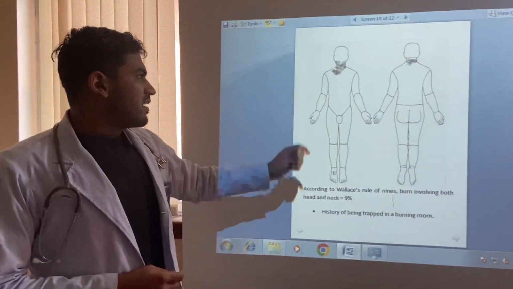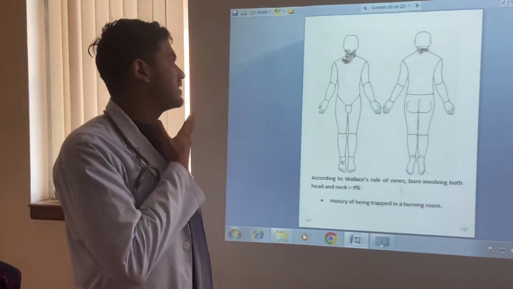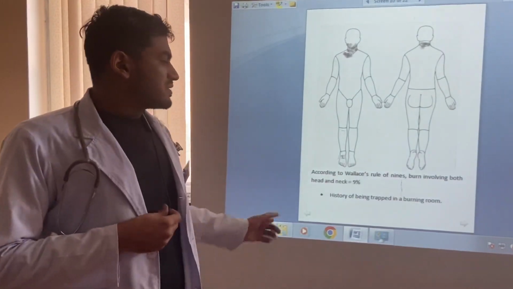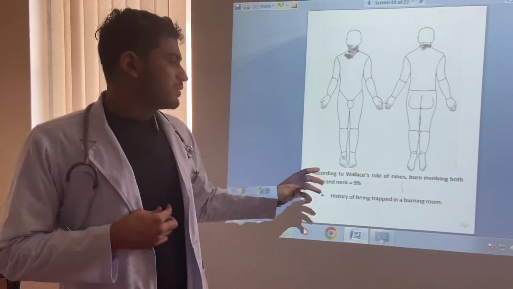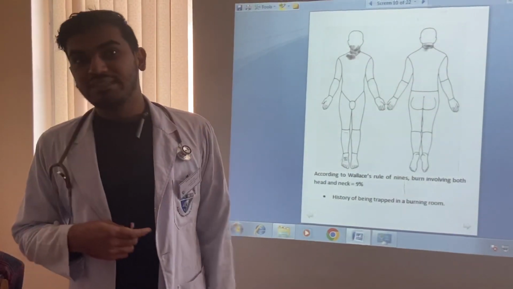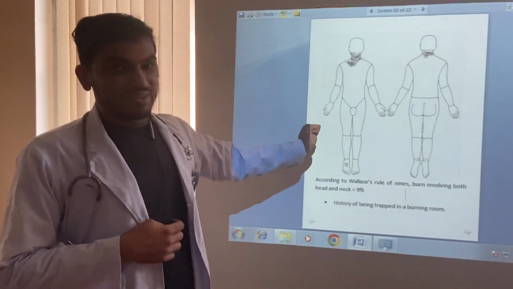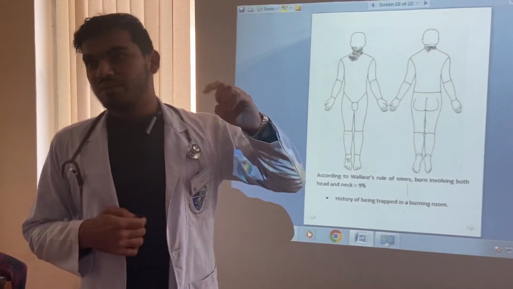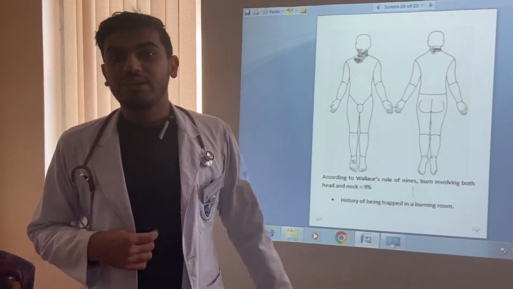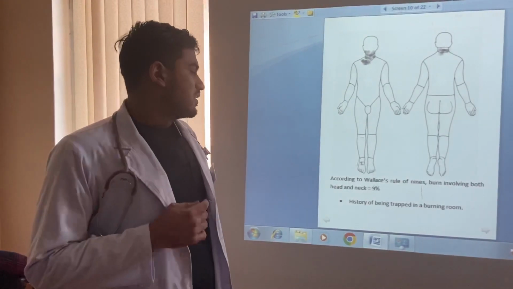So as there is presence of the scarf burn and there is burn in the face and the neck, according to the Wallace rule of 9, if there is involvement of both head and neck, it is given as 9% for this type of burn. If only neck, then we have 1% in the rule, but if there is involvement of both head and neck, we have to give 9% total body surface area for this patient.